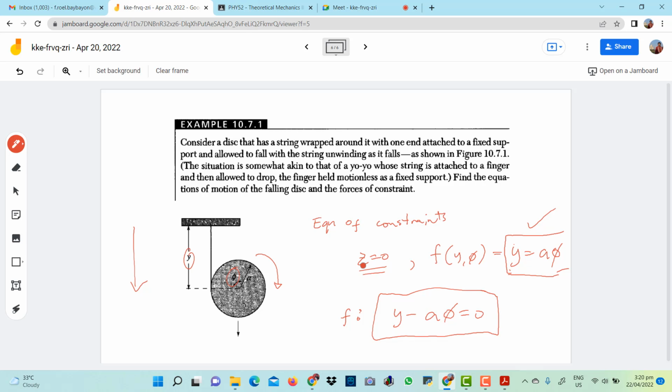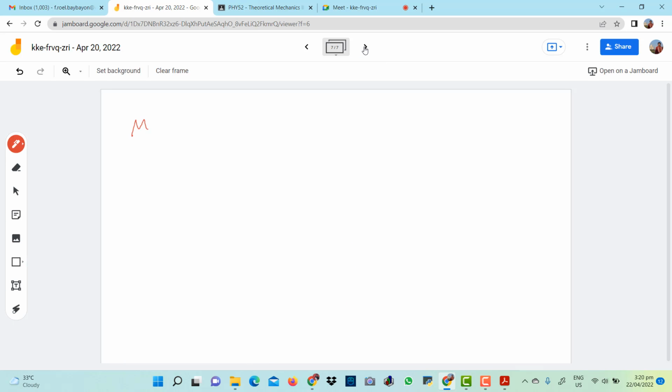So the question is, what will be the equation of motion of this given system. I will solve this one using two methods. First is the usual Euler-Lagrange, and then second I will use the Lagrange multiplier. Method 1: this is what we learned last time. First, get the Lagrangian, which is equal to T minus V.